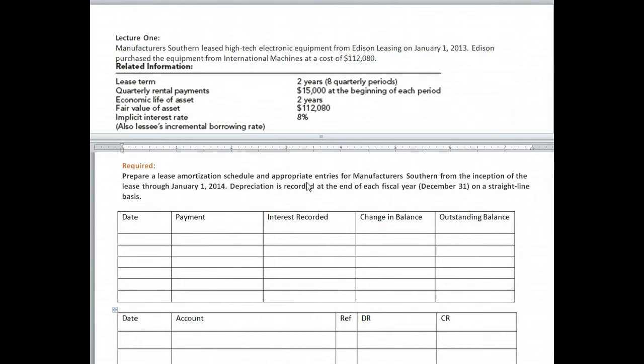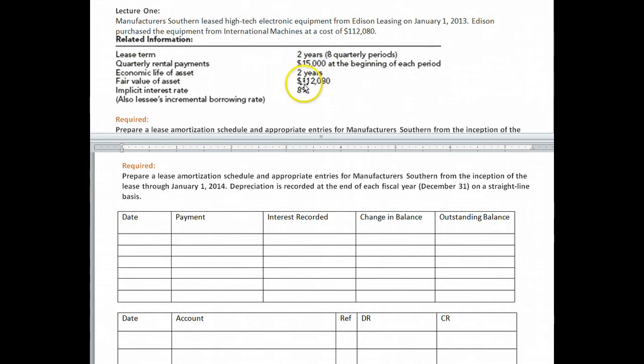Manufacturer Southern leased high-tech electronic equipment from Edison Leasing on January 1st, 2013. Edison purchased the equipment from International Machines at a cost of $112,080.